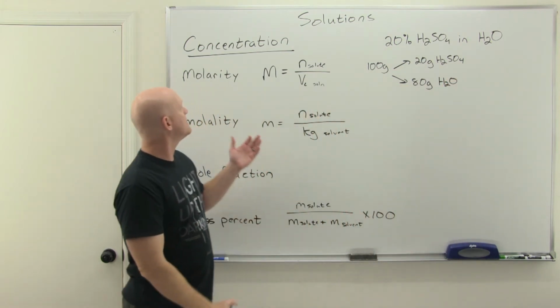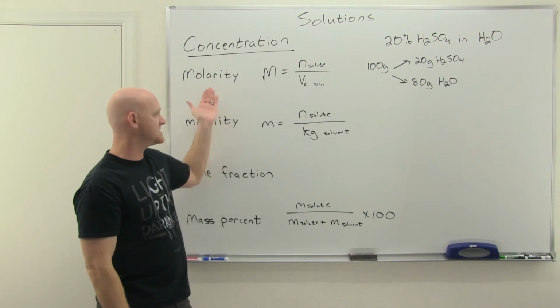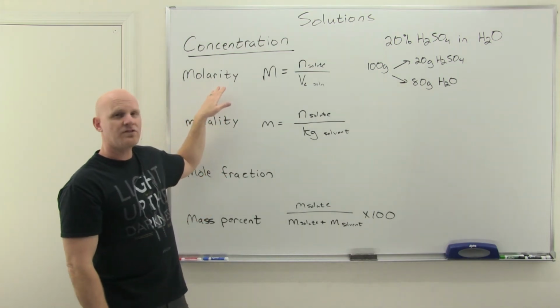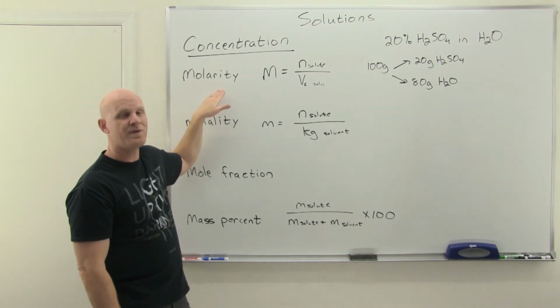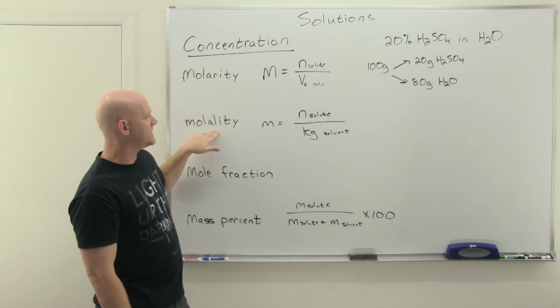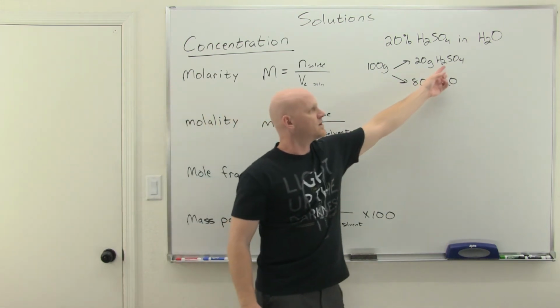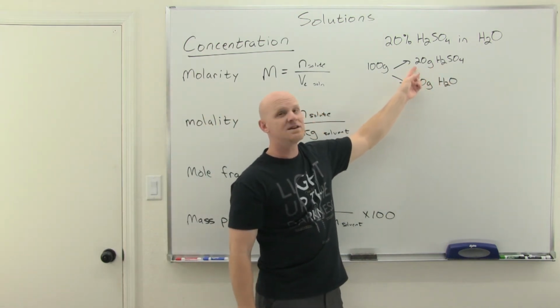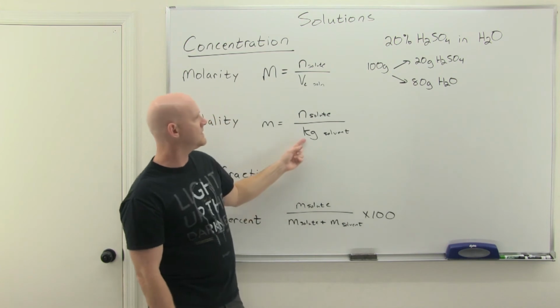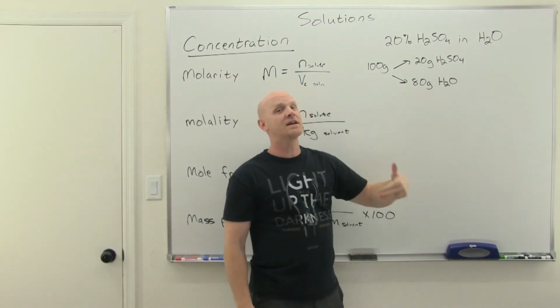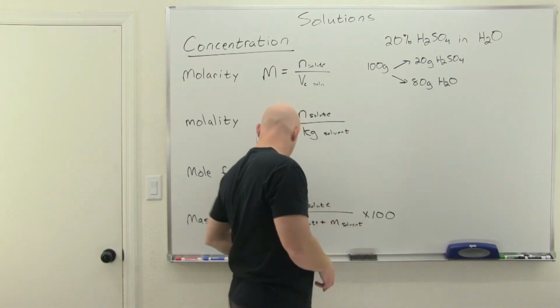And so now we want to turn this into a molarity, a molality, and a mole fraction. The molarity is actually going to be the toughest of these, and we'll do that last. So let's start with molality. With molality, we need moles of solute, and the solute is H2SO4, so we've got to convert this into moles. Then we need kilograms of solvent, so we have to take our 80 grams of water and turn that into kilograms. We can do some simple conversions here.